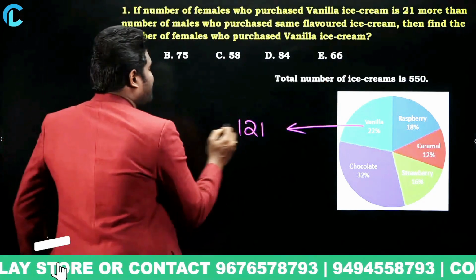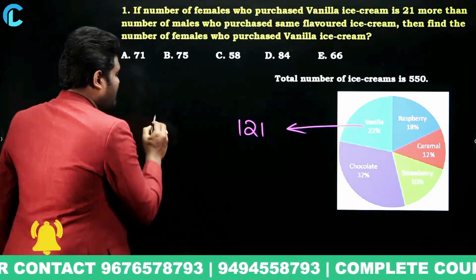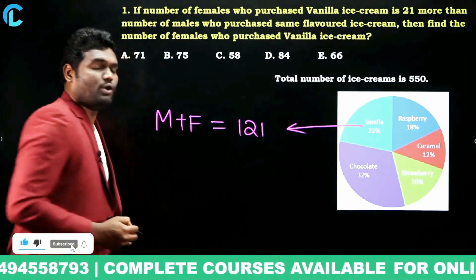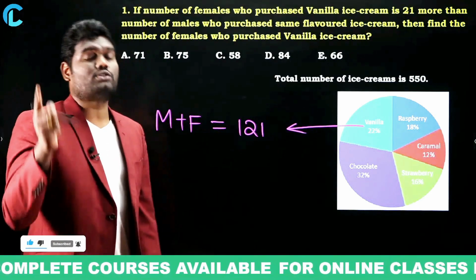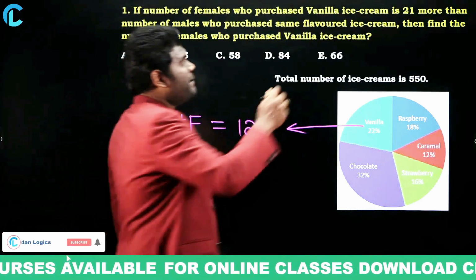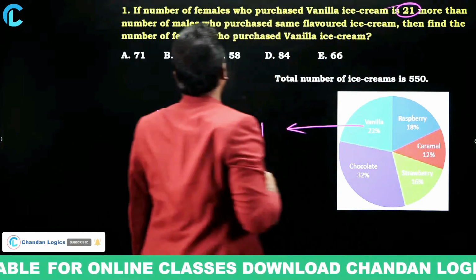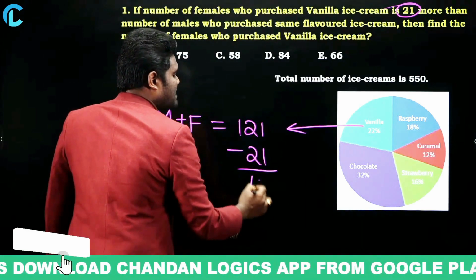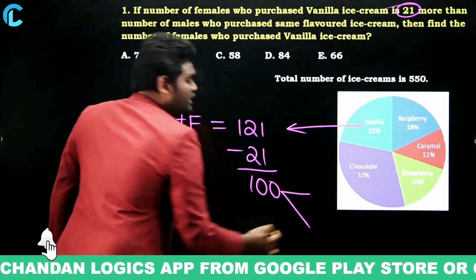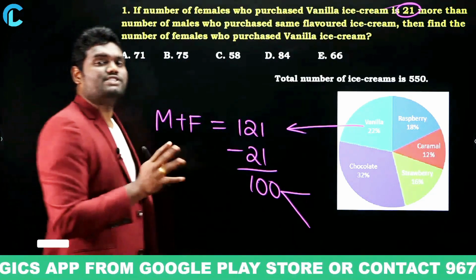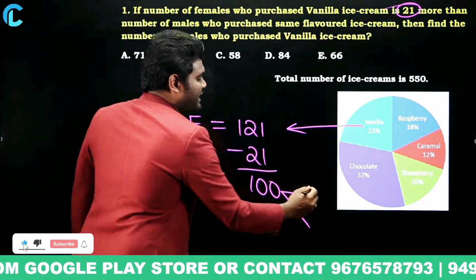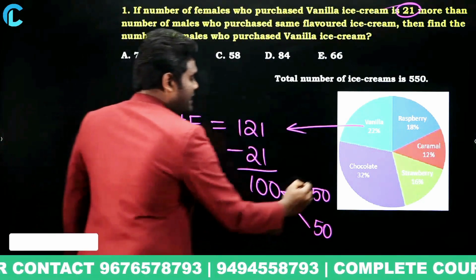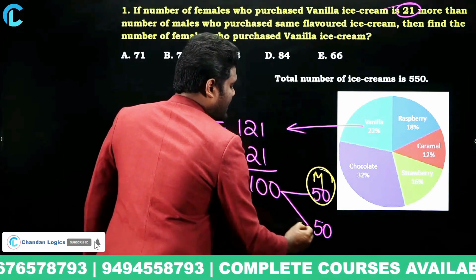Now this 121 is nothing but males plus females combined together. Yes or no? In the question it is clearly said that females are having 21 more than males. So I am subtracting the 21. When I subtract the 21, the remaining is 100. Now this 100 should be distributed equally for males and females. 100 for 2 persons means 50. Yes or no? Now observe, this 50 is for males, and this 50 is for females.